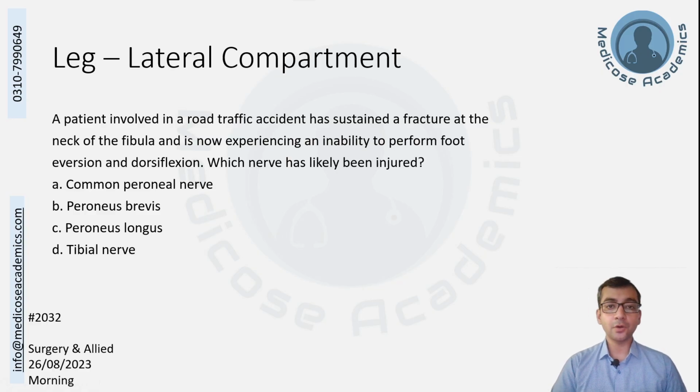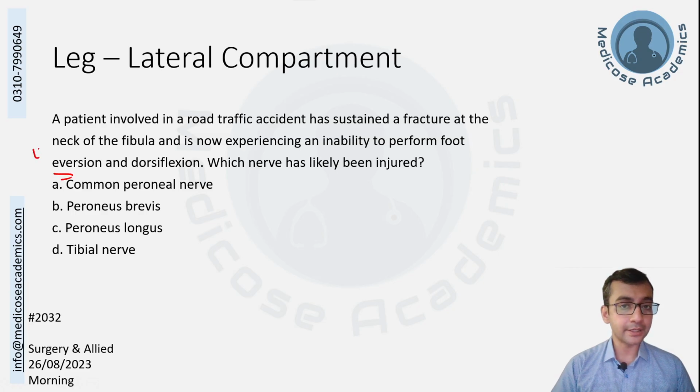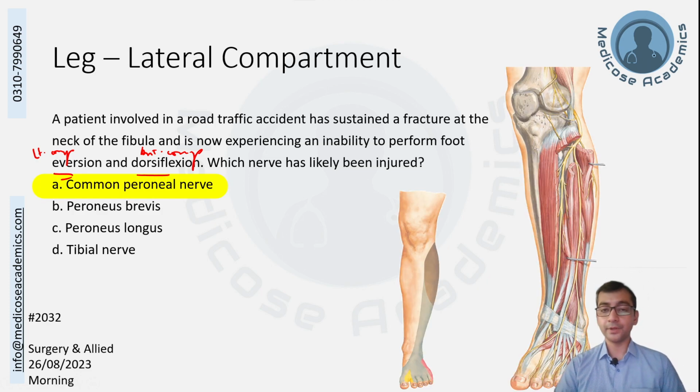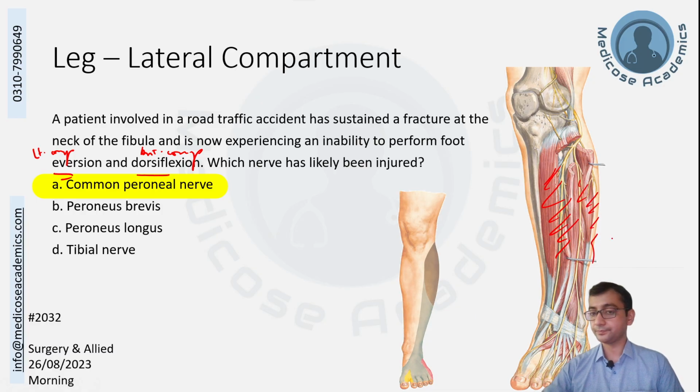A patient involved in a road traffic accident has sustained a fracture of the neck of the fibula and now experiences an inability to perform foot eversion and dorsiflexion. Eversion is lost due to the lateral compartment. Dorsiflexion is lost due to the anterior compartment. So both the deep and superficial branches of the common peroneal nerve have been damaged here. The nerve most commonly injured here is the common peroneal nerve, as it supplies both the anterior and the lateral compartments.